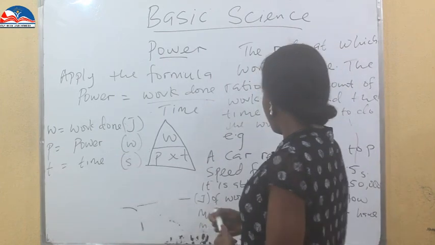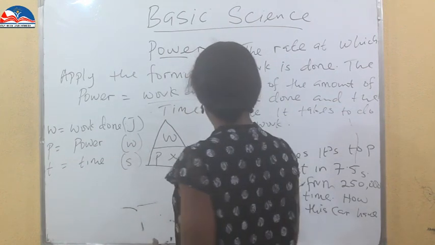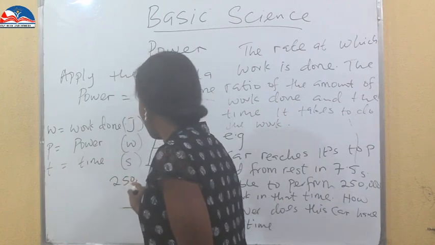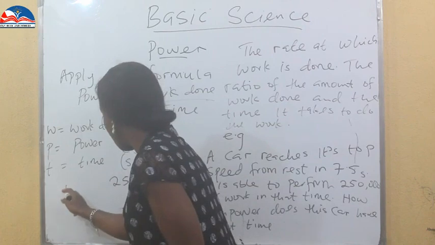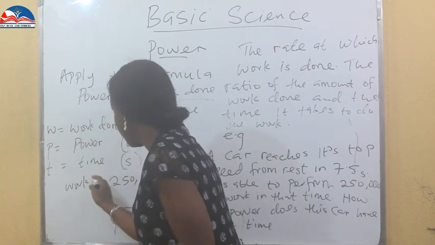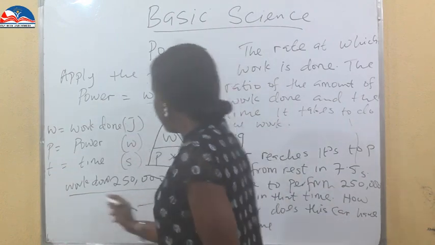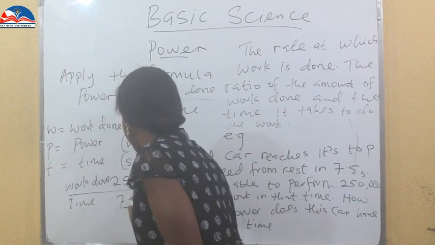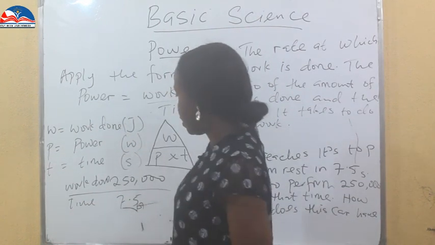Now we said the formula is work done divided by time. The work done here is 250,000 joules. This is our work done. Then time. Now this is our time, which is 7.5 seconds. If you wish, you can put the seconds like this.